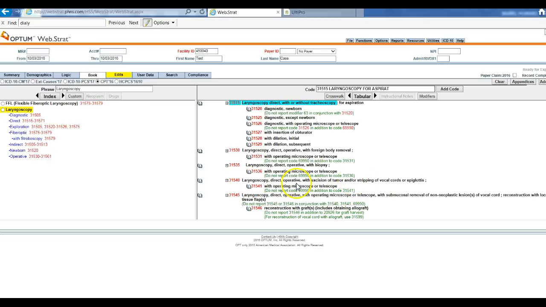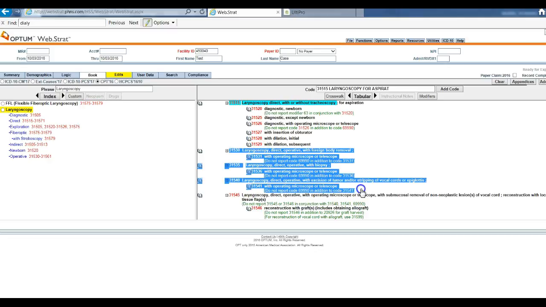So anything that says "and" or "or" is also safe to use. Now we also have the code that's indented underneath this one that says "with operating microscope or telescope." So if you want to pay attention to these particular codes, I'm going to highlight them here. Not going to give you the code to choose. I'm going to give you the range.